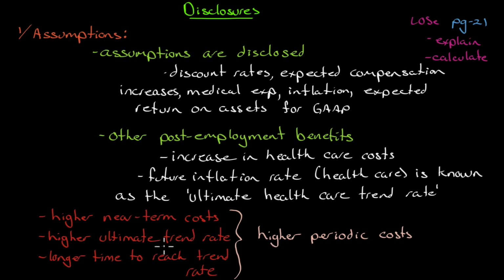So we have 3 assumptions in here, right? There's an assumption about what near-term healthcare inflation will be. There is an assumption about what the ultimate trend rate will be, and there is an assumption about how long it will take to reach that particular trend.